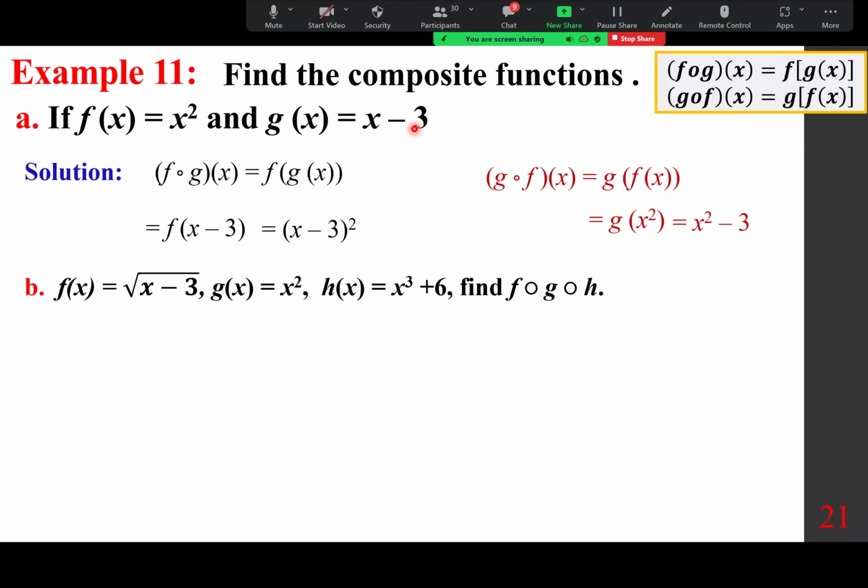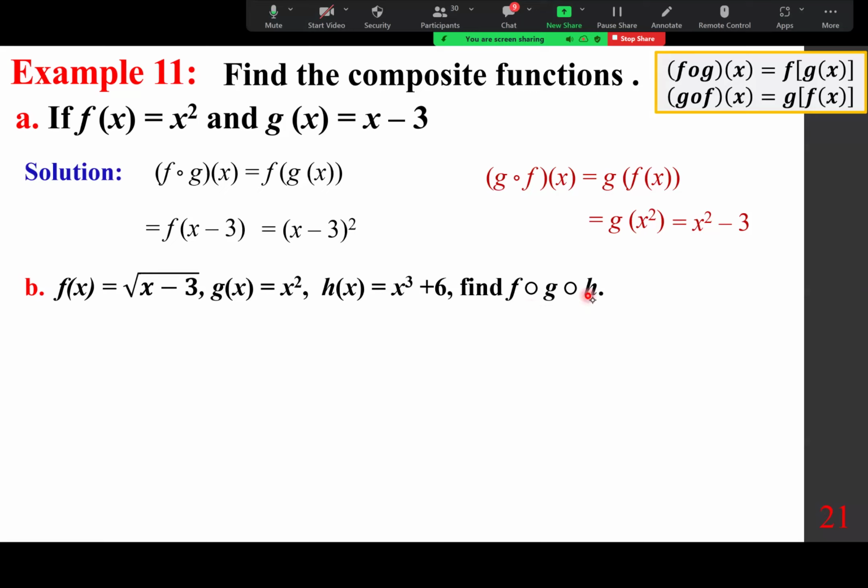f of x is the square root of x minus 3, g of x is x squared, h of x is x cubed plus 6. We want to find f of g of h. First, let's find a portion of it. That means, for example, f of g. You can do it in any order you want. You can find g of h first and then f of g of h, or just first find f of g.